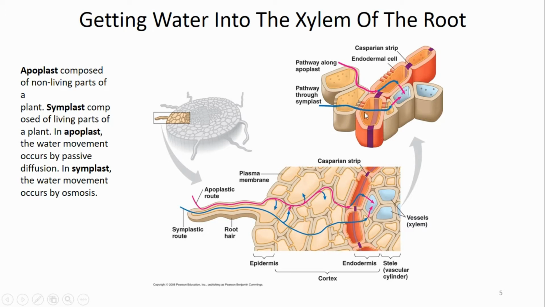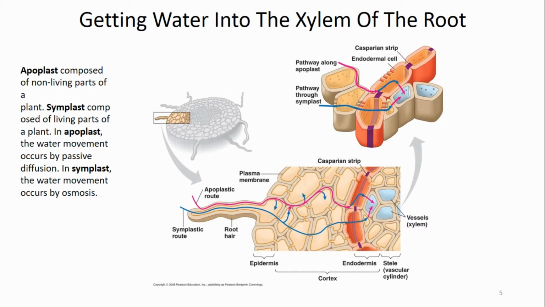Now you get the water to the xylem of the root. It's a very complicated pathway of the root. And you have apoplast, composed of non-living parts of a plant. And you have symplast, which is composed of living parts of a plant. When you have apoplast, the water movement occurs by passive diffusion, because the apoplastic part of the plant has no need for any fluids. It's kind of like dry wood. It's dead dry wood that has no fluid inside. So the water moves right through it through passive diffusion.